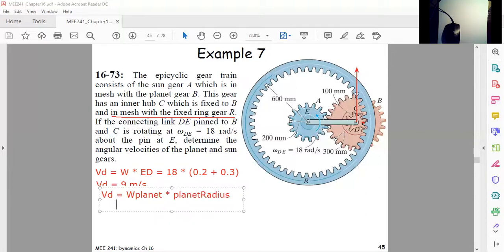Which is equal to how much? Omega of the planet is equal to, we don't know it, right? So planet multiplied by planetary, which is equal to how much? 0.1, so inner planet radius, right? So the top should be inner, because it has 2, right? Inner. Okay, inner planet radius is equal to 0.1, right?